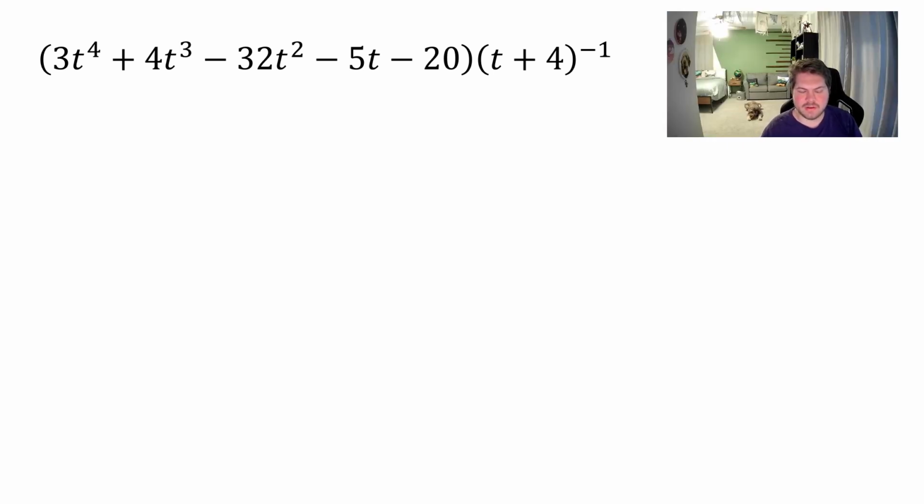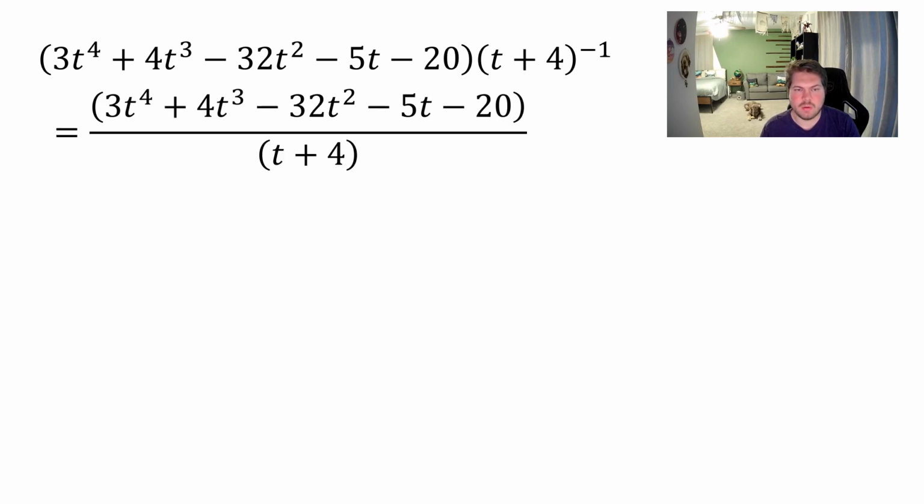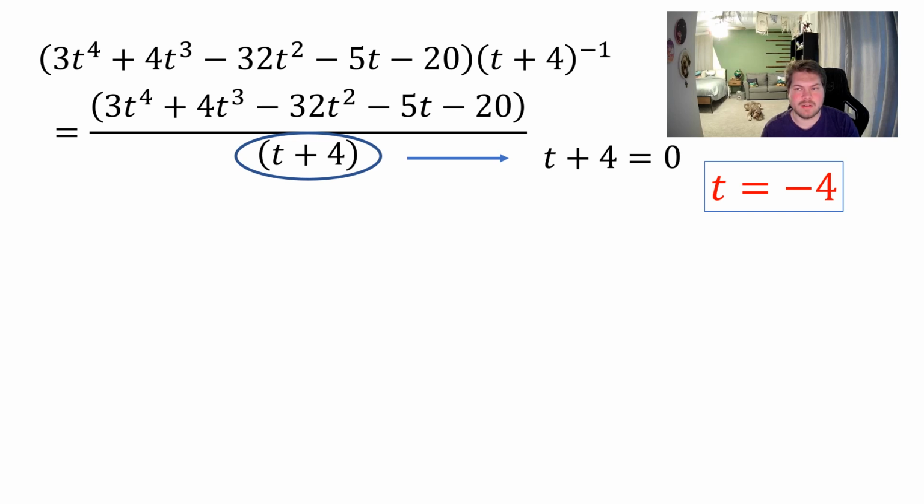All right, so let's talk through this one. Again, we're dividing by t plus 4, and so whenever you have the negative exponent, really it looks something like this, or you can just think about it as that big polynomial divided by t plus 4. And we just want to see what makes t plus 4 equal 0. So it's going to be -4.